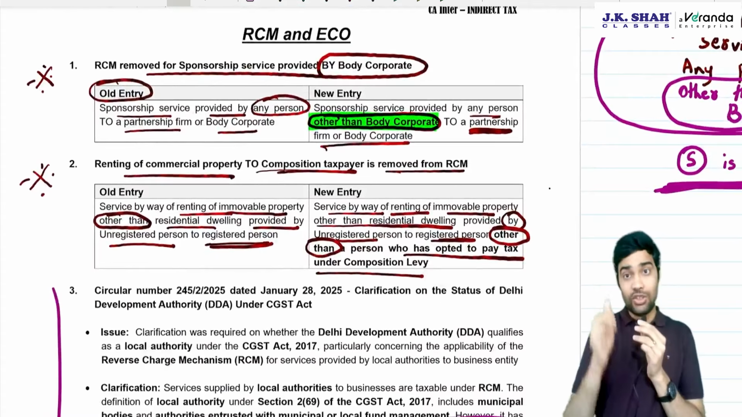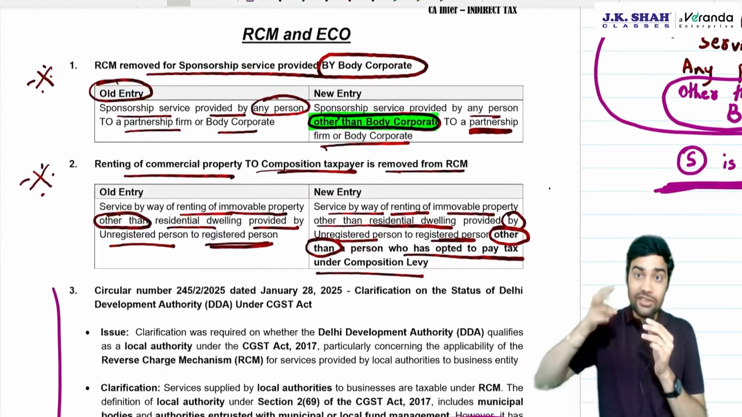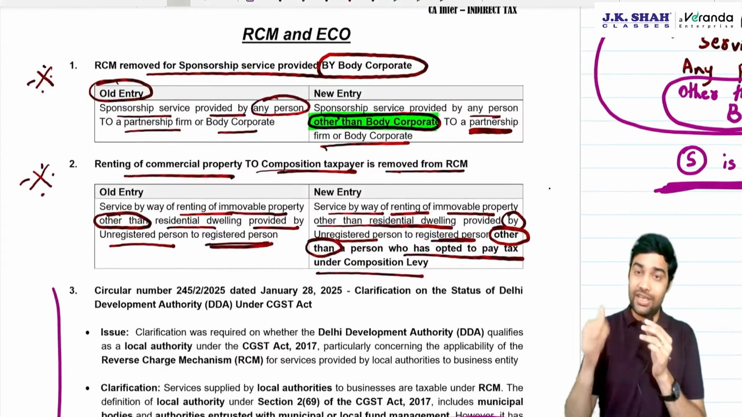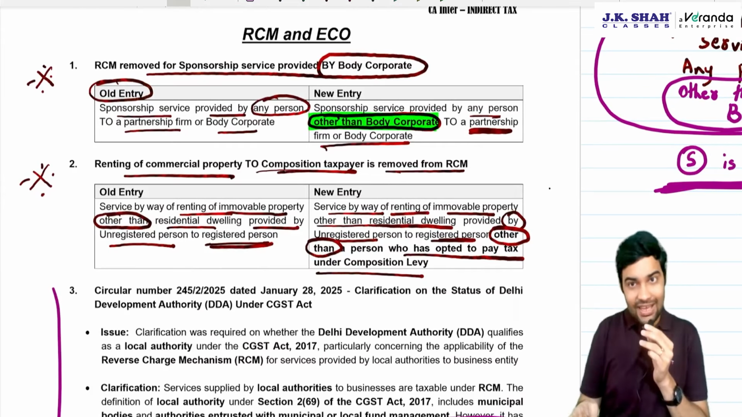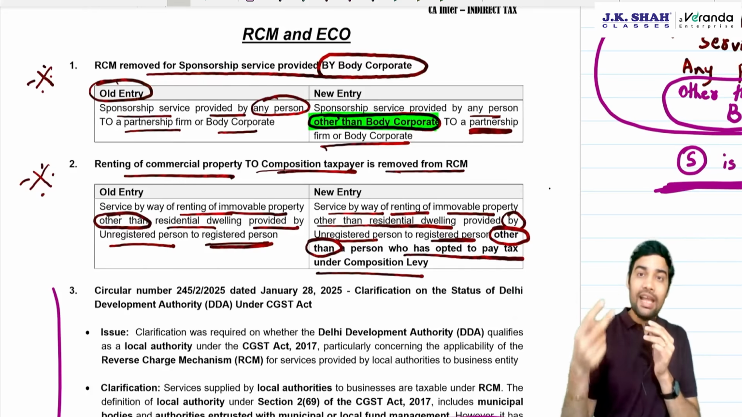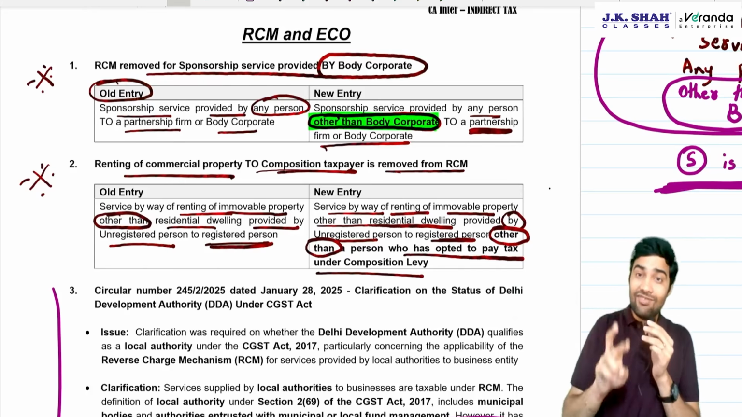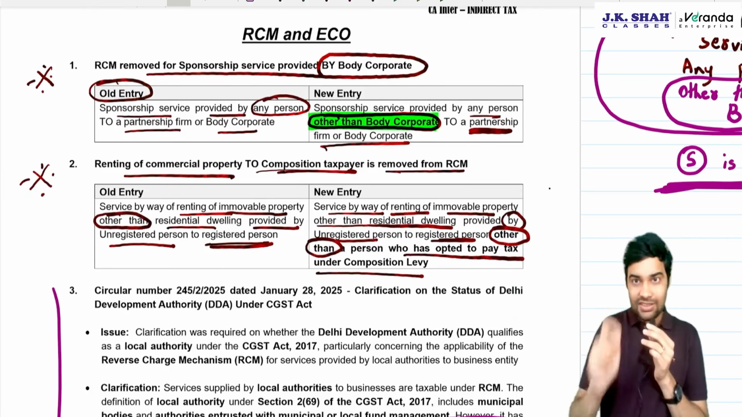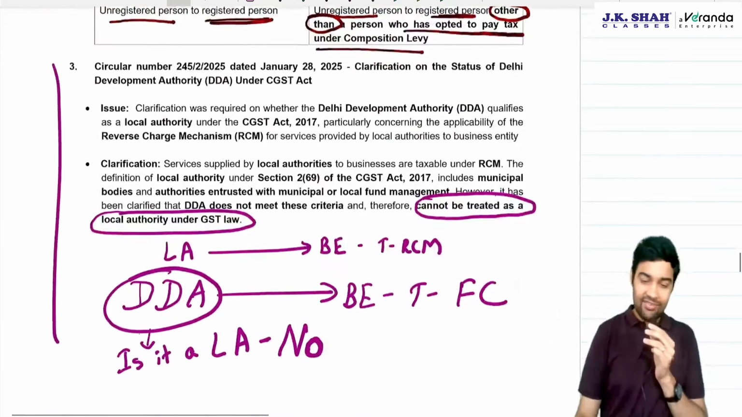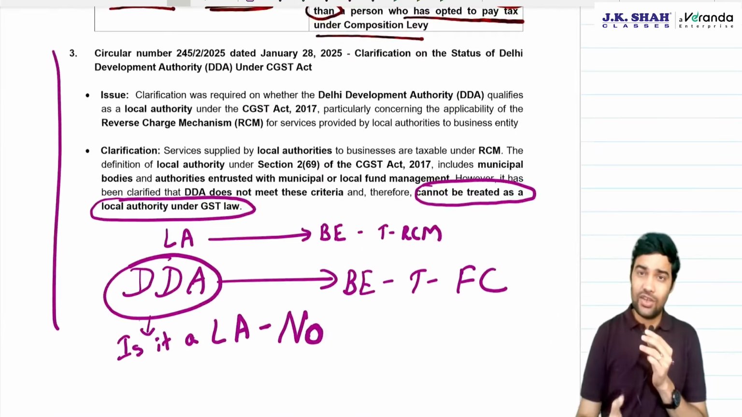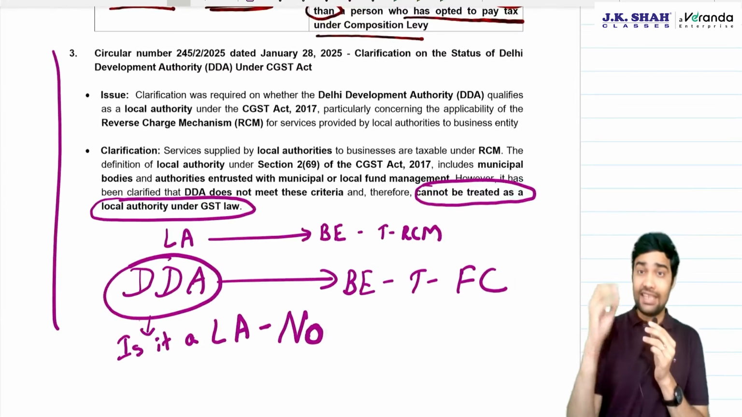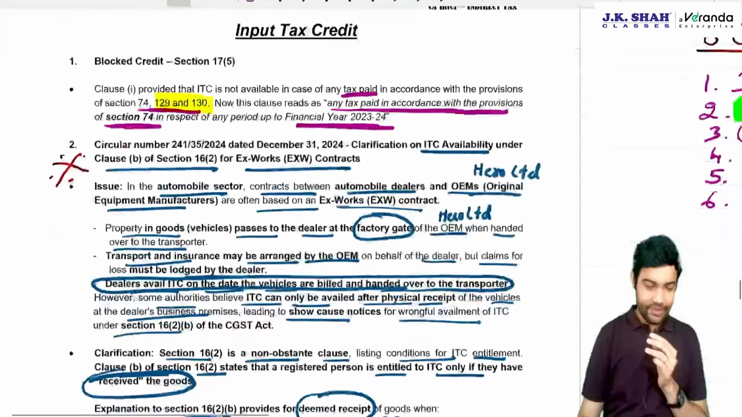RCM, be very careful. Sponsorship services provided by other than body corporate to partnership firm and body corporate is under RCM. That means if supplier is body corporate, no RCM for sponsorship services. Commercial property renting: if the recipient is a composition dealer, again, no RCM. Delhi Development Authority is not a local authority because it does not have a municipal fund. It's a separate authority, it's a governmental authority.